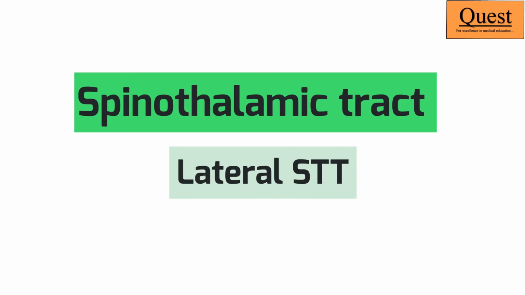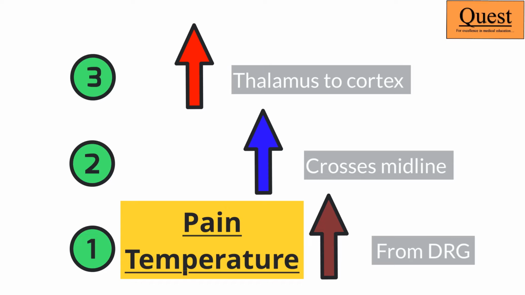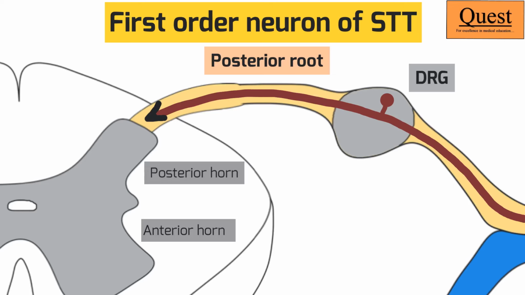Focusing our attention on the spinothalamic tract, this is also a 3-order neuron. The first order neuron is going to carry pain and temperature sensations via unmyelinated fibers. Its cell bodies are in the dorsal root ganglion, and they will give a central process that will enter through the posterior root of the spinal cord. But unlike the posterior column tract, the first order neuron of the spinothalamic tract is going to end at the level of the spinal cord. It is going to synapse in the posterior horn of the gray matter of the spinal cord at the level of its entry.